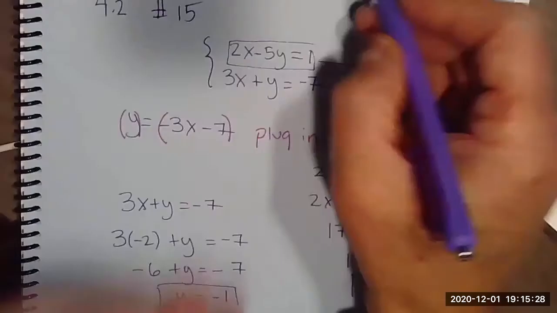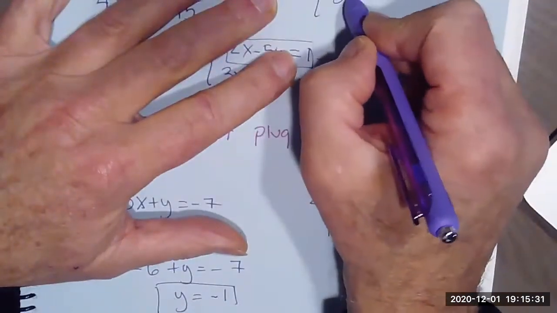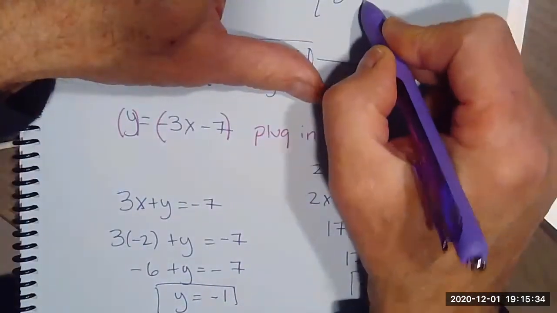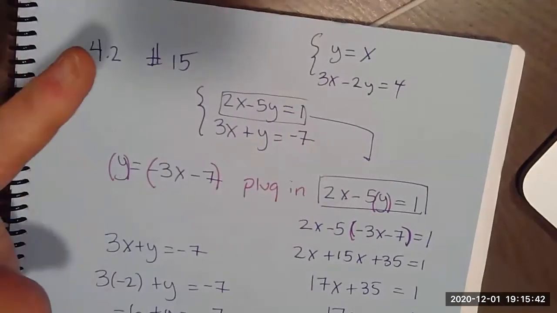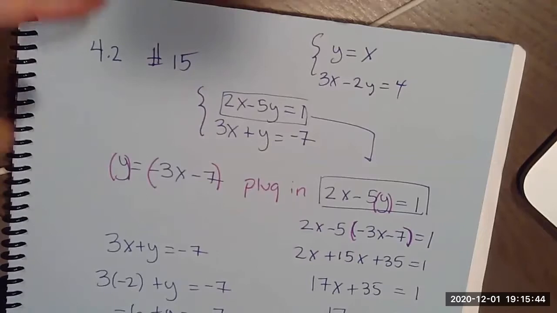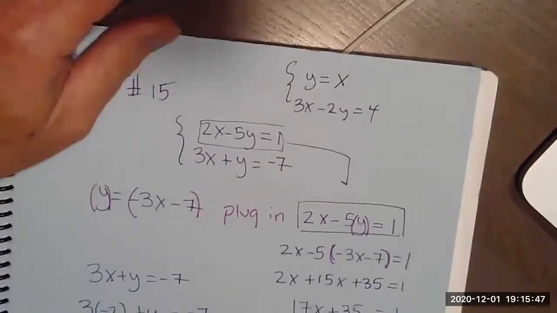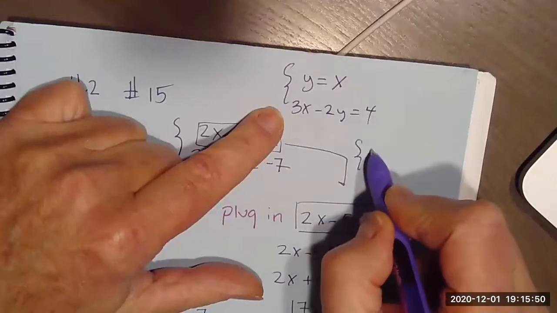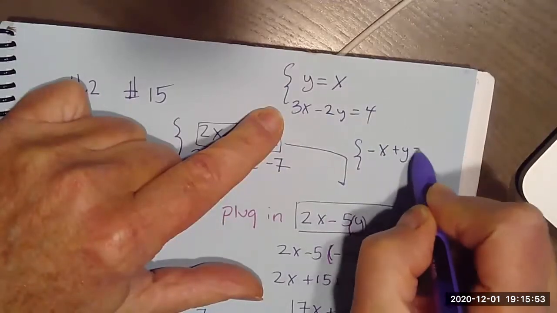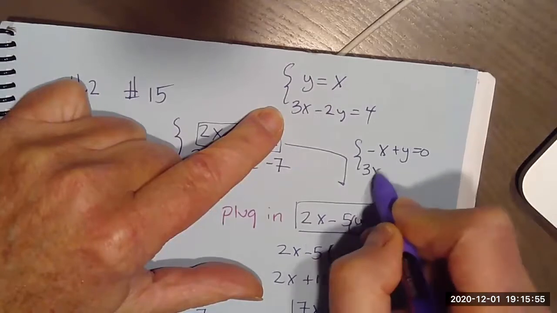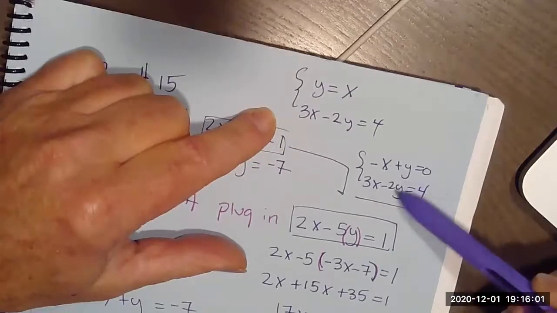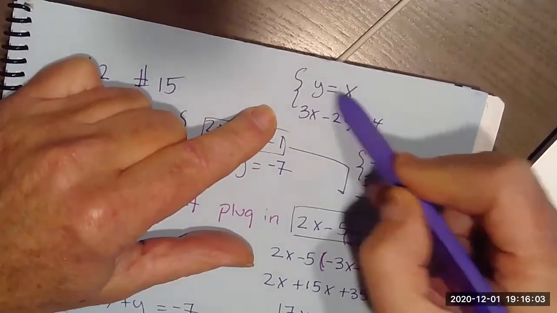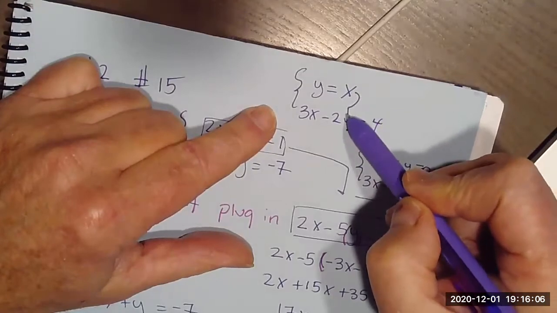Here, what if it was like this? Okay, y equals x, and you've got 3x minus 2y is equal to 4. Well, I would do substitution. It's set up, ready to go. I wouldn't try beating it up with elimination, because elimination means you'd have to go like this: minus x plus y equals 0. This is elimination. 3x minus 2y equals 4. Then you'd have to match these up. There's more work.